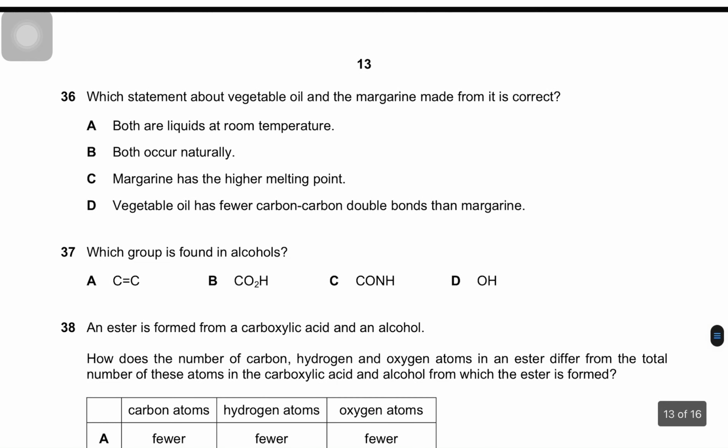Question 36 says, which statement about vegetable oil and the margarine made from it is correct? Both are liquids at room temperature. Maybe, maybe not. Both occur naturally. No, margarine is made by a human process. Margarine has a higher melting point. That is true, because alkanes have a higher melting point than alkenes with the same number of carbons. So margarine always has a higher melting point.